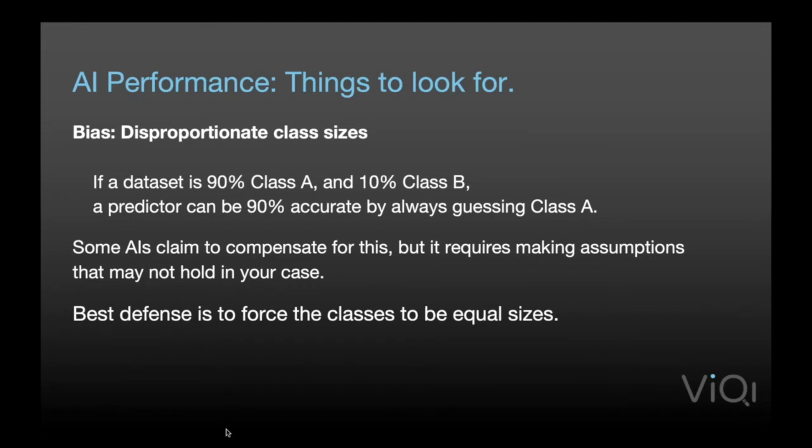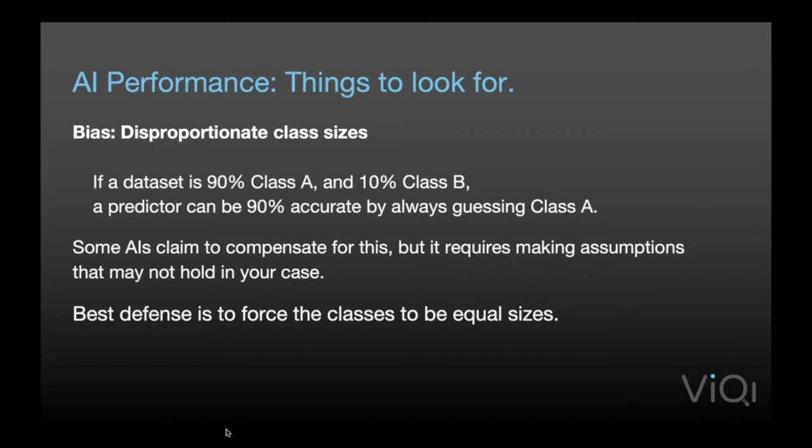I wanted to talk a little bit about bias, and that will be the last part of this webinar. The most common source of bias is disproportionate class sizes. If you have a training set where 90% of it is class A and 10% is class B, a predictor that always guessed class A, no matter what, would be 90% accurate. So when you're dealing with disproportionate class sizes, you have to be very careful about how your AI is tested and what your accuracy figure actually means.